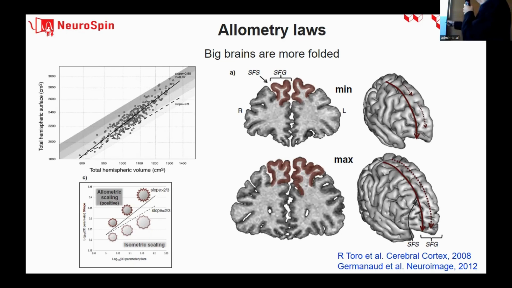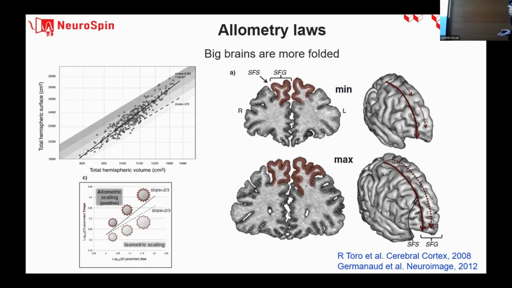And the point is that the slope here is not 2/3, which would be the slope if it was just a zoom, you know, if big brains were looking the same as small brains. In fact, big brains are more folded. And if we look at real brains, what does it mean, more folded? It means that if you look at this frontal lobe here in these big brains compared to this small brain here, there's much more complexity, much more branches, secondary or tertiary folds appearing at the top of gyri.